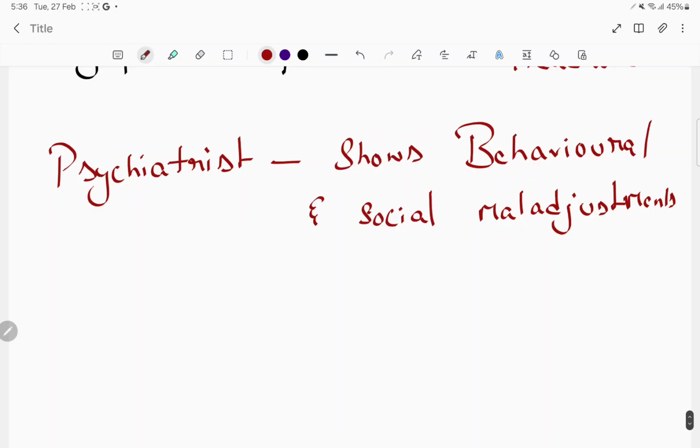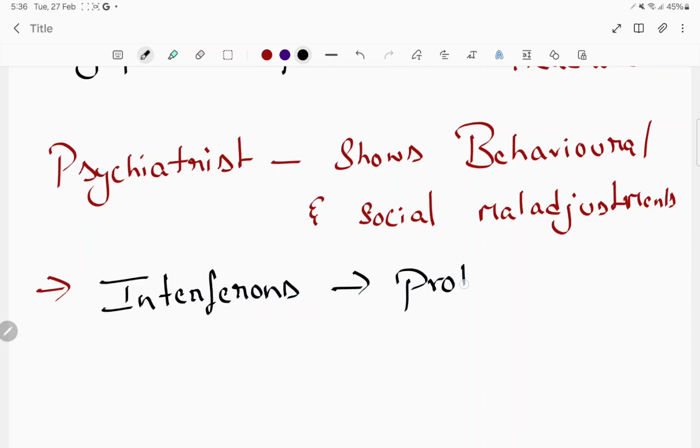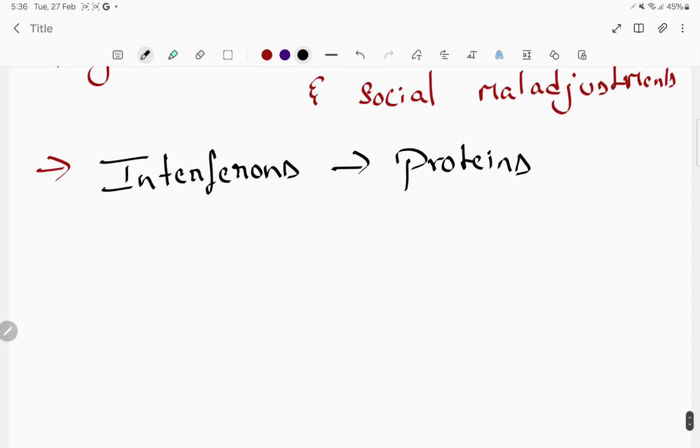The substance which is produced by the virus infected cells to protect the non-virus infected cells, that is interferons, and these are made up of proteins. So remember, this is a very important point from the NEET basis.